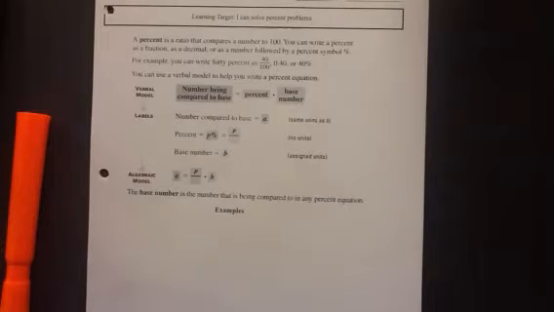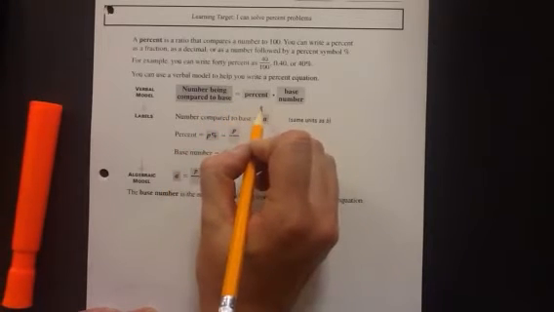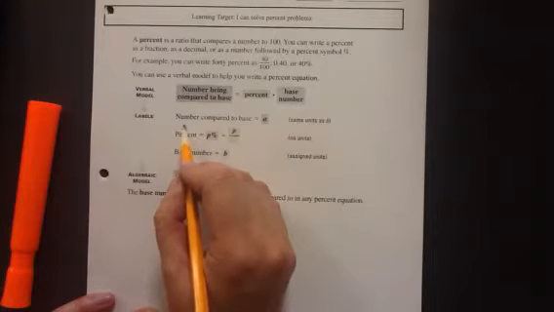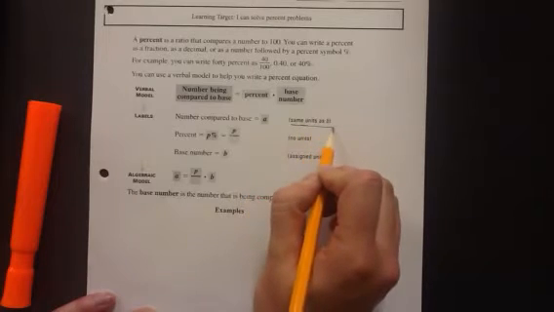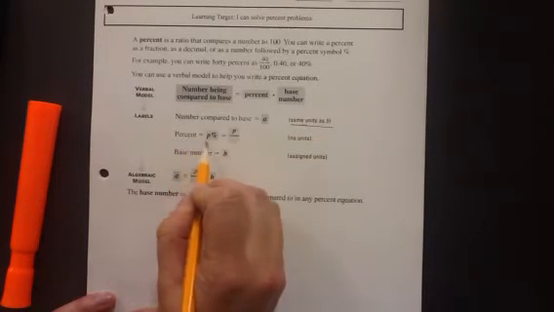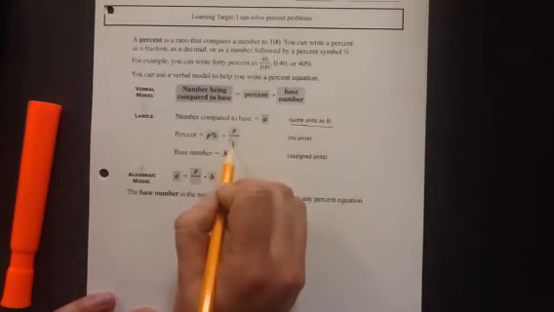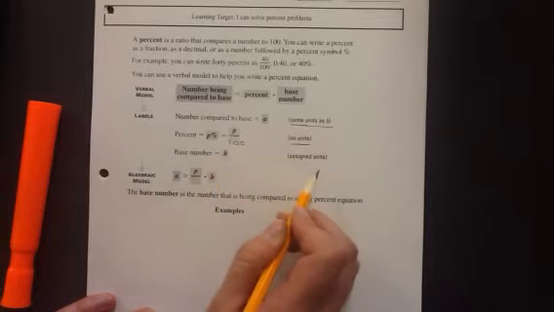To solve the following kinds of problems, we're going to use this verbal model to help us write out a percent equation. Our verbal model is: some number being compared to a base is equal to percent times base number. For the labels, the number compared to base is our A value, in the same units as B. Our percent is P over 100, with no units. Our base number is B, and it has assigned units.